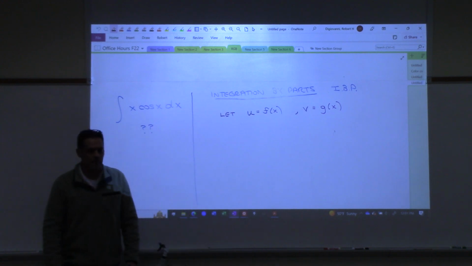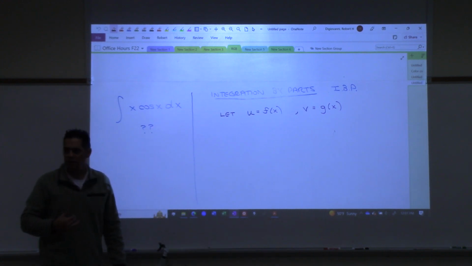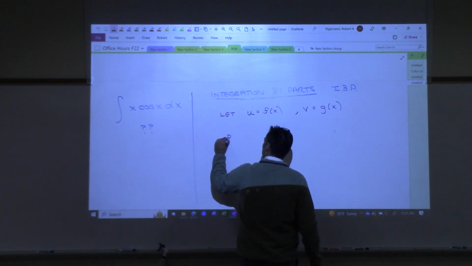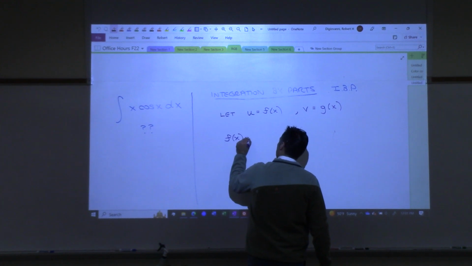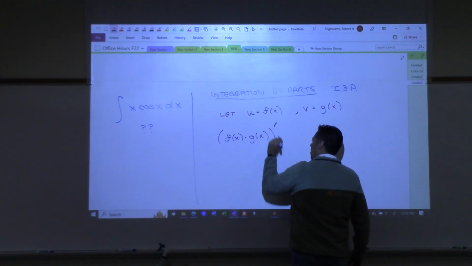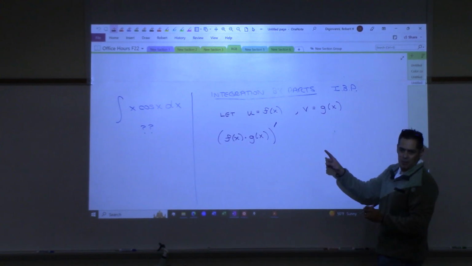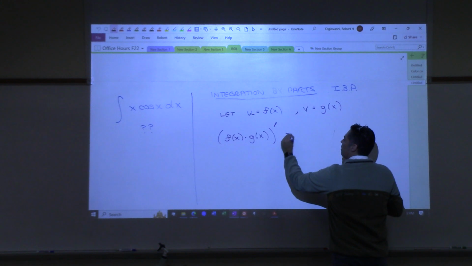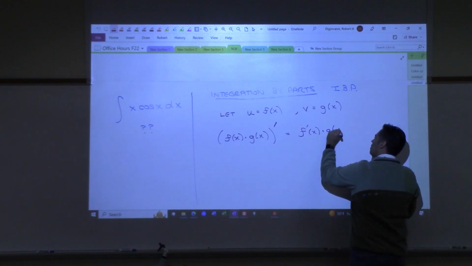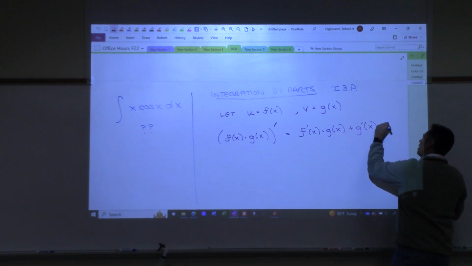Got it? All right, in Cal 1, we learned the product rule, right? Remember the product rule? We loved the product rule. The product rule says that if you take two functions, f of x and g of x, and you differentiate them, right, that it's not just the derivative of each one separately, right? It's actually the derivative of f times the g function plus the derivative of the g function times the f function.